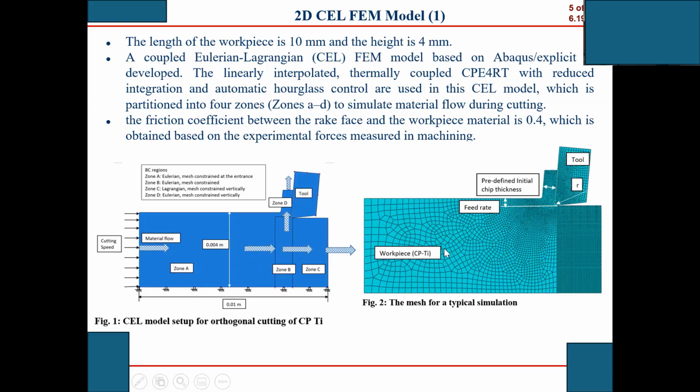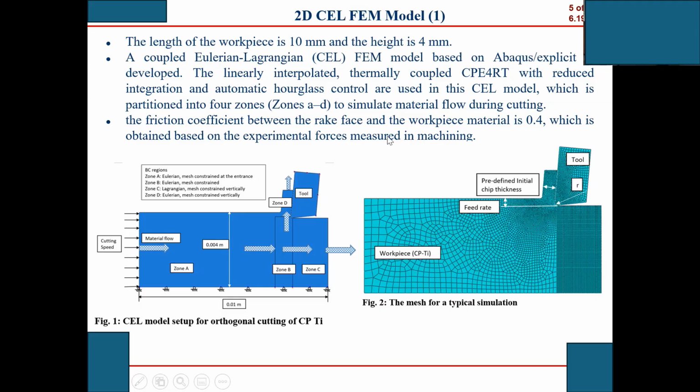So here is the mesh for the typical formulation and workpiece CPTI. At the very beginning, we just specify a feed rate, and here is a predefined initial chip thickness. This is F. This is a predefined initial chip thickness. When the simulation reaches the steady state, the chip thickness will be changing.